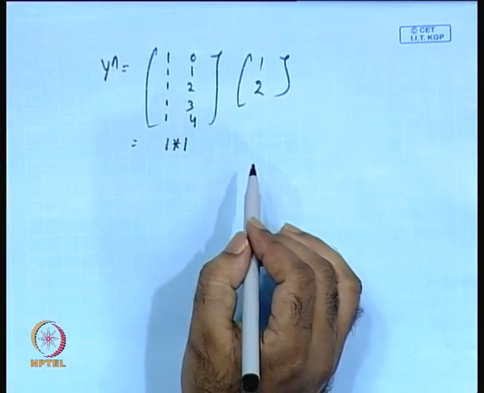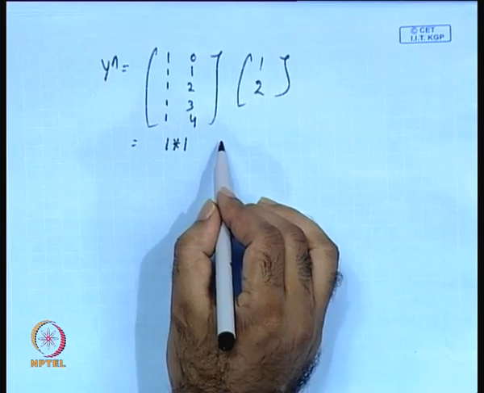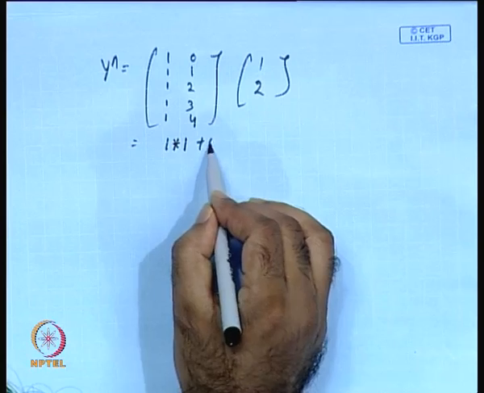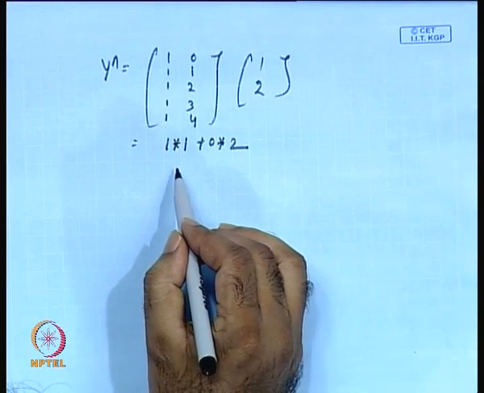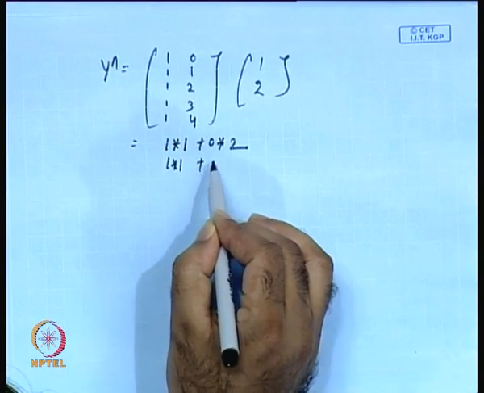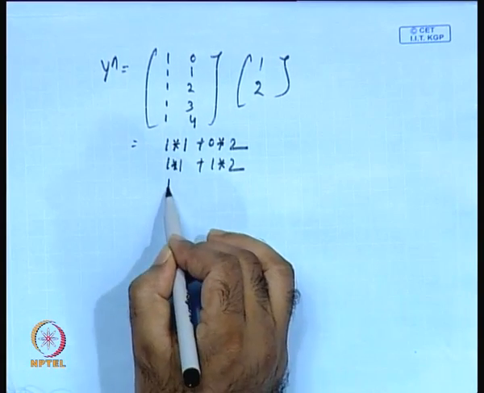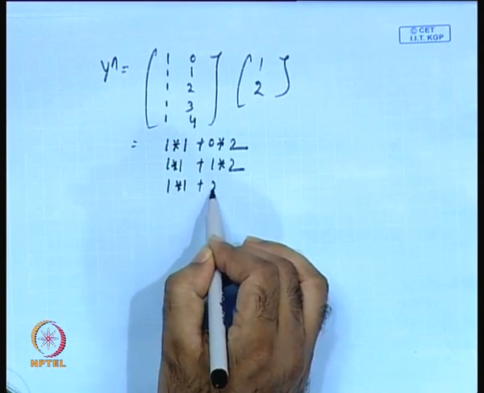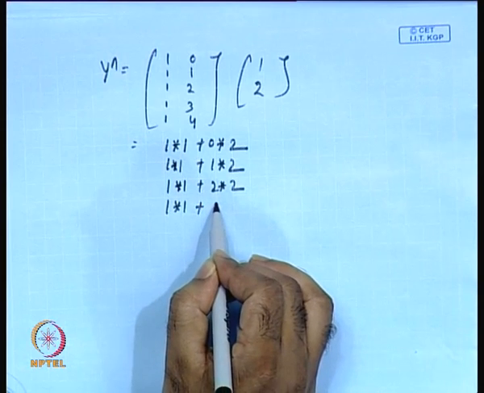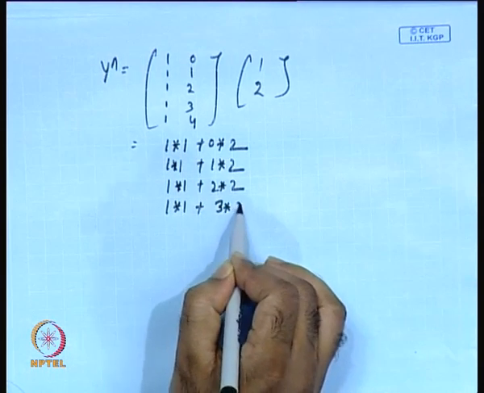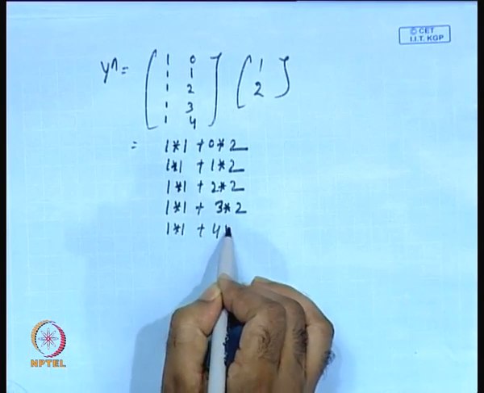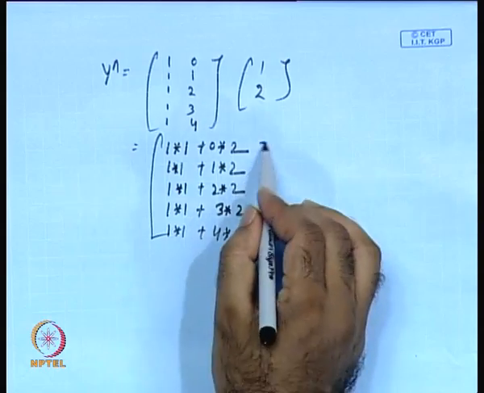Okay, so this is 1, then 1 into 1 plus 0 into 2 plus 0 into 2. So this is the first element, then 1 into 1 plus 1 into 2, then 1 into 1 plus 2 into 2, then 1 into 1 plus 3 into 2. Then 1 into 1 plus 4 into 2.